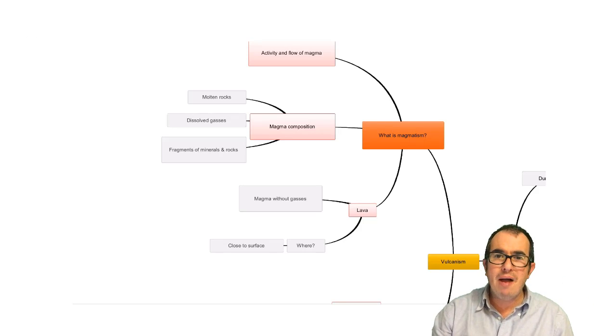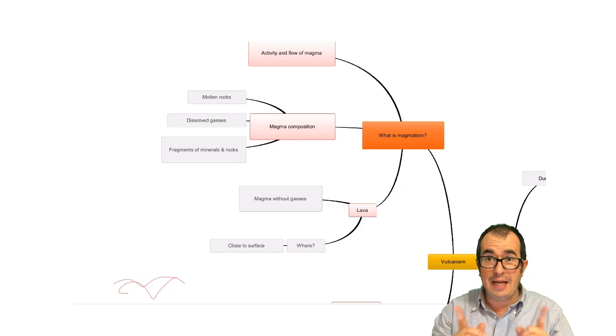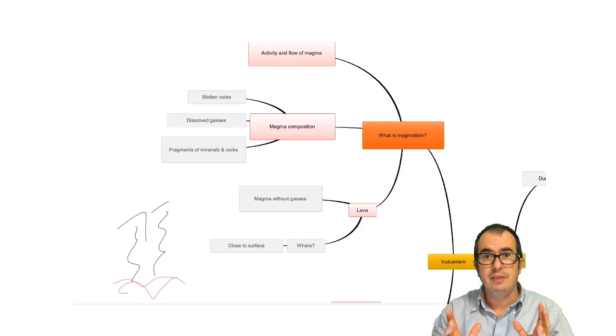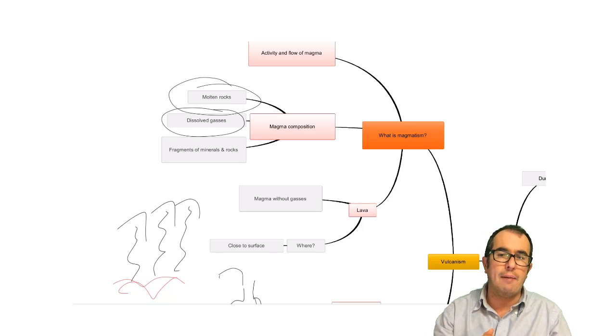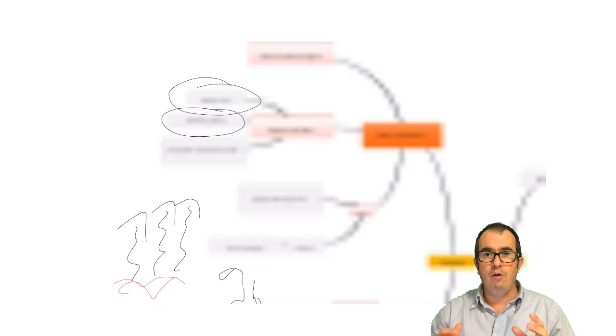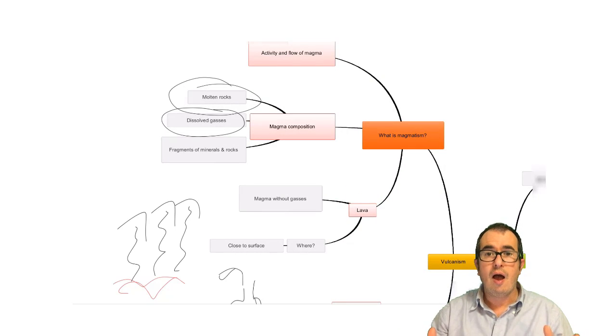Okay. When magma is close to the surface, the dissolved gases can separate from the liquid and escape. And what happens there? It's going to be expelling molten rock and solid materials. This is the same as when you open a bottle of carbonated drink such as cola. When the molten rock loses its gases, it is called lava. In other words, after magma degassing, the magma becomes lava.